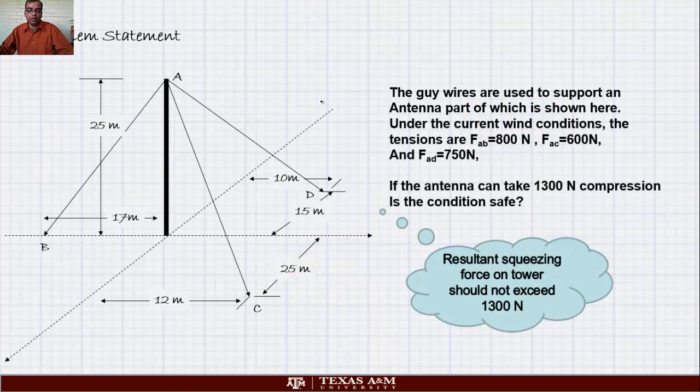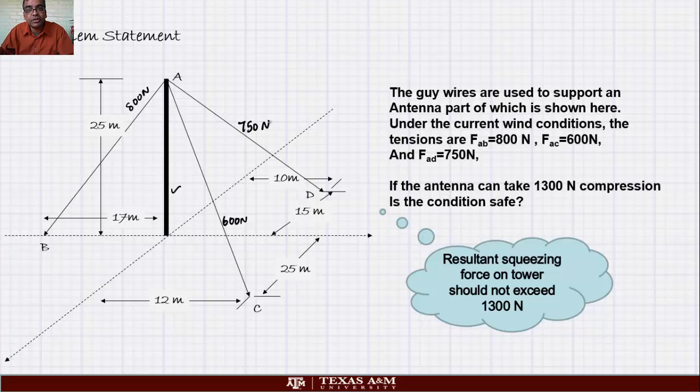Here's the problem. Please read this. I'll give you a few minutes to take a look at it. The guy wires are used to support an antenna. This is the antenna. Under the current wind conditions, the tensions are F_AB equal to 800 newtons, F_AC is 600 newtons, and F_AD is 750 newtons. That tells you the magnitude.